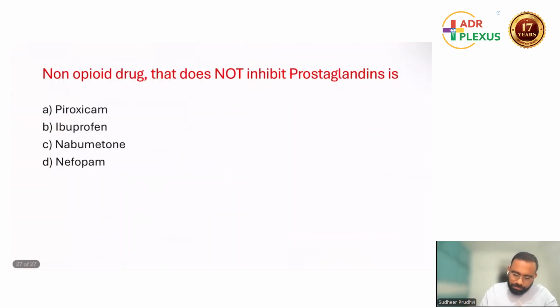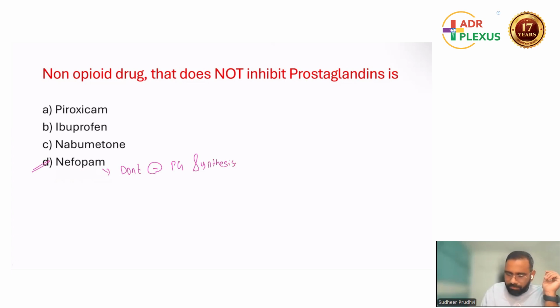And then the next one, the non-opioid drug that does not inhibit the prostaglandins. Again, there are a few outliers in the exam which are not asked from the syllabus, very rare questions, and this belongs to that. So the non-opioid drug is an analgesic which does not inhibit the prostaglandins. All NSAIDs inhibit the prostaglandins, but the one which doesn't inhibit prostaglandin synthesis is nefopam.